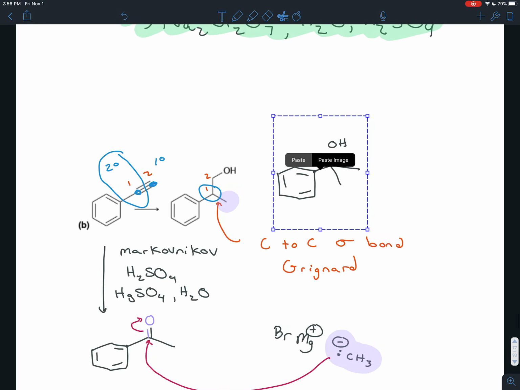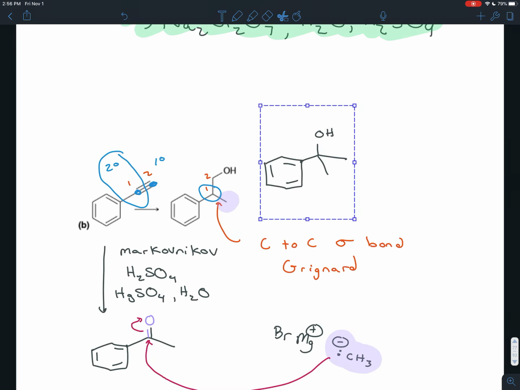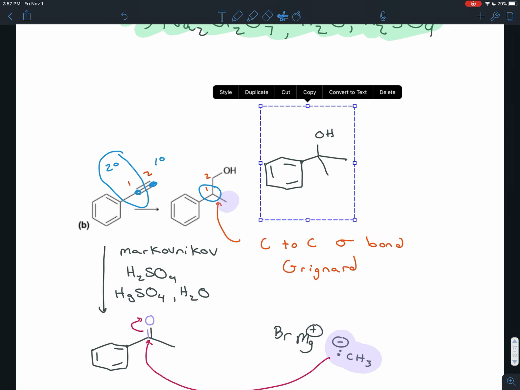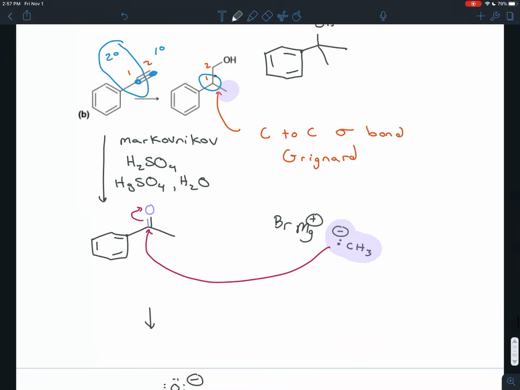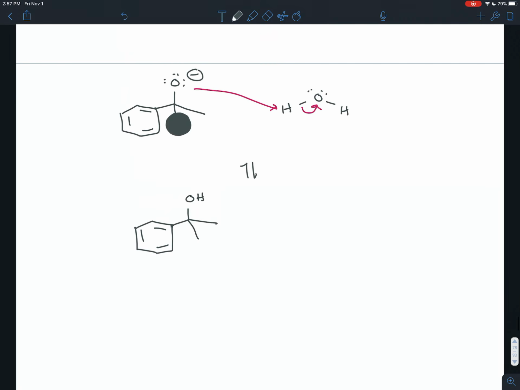But unfortunately, the OH is in the wrong position. In this one, we have the 2 methyl branches just like we wanted, but the OH is on the middle one instead of on the end. It's on carbon number 1 instead of on carbon number 2. Now, you do have a couple choices here. You could, for example, do an elimination reaction.